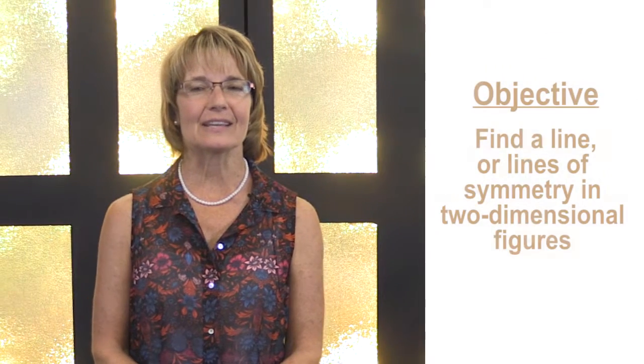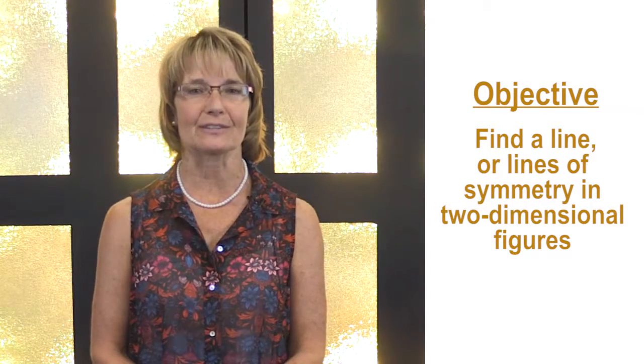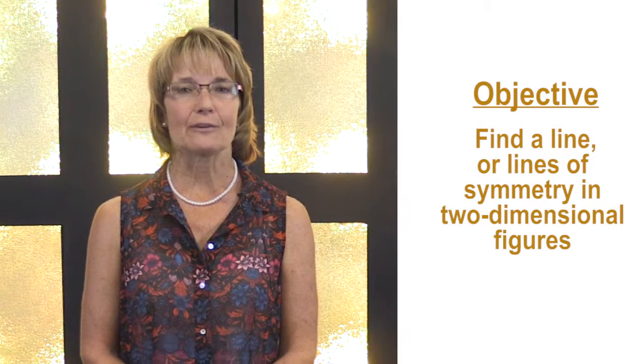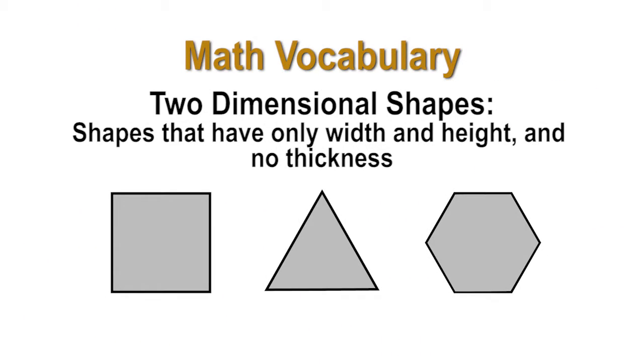The objective of this lesson is to find a line or lines of symmetry in two-dimensional figures. Two-dimensional shapes were learned in previous lessons. For review, they are shapes with only two dimensions, meaning they have width and height, but no thickness.